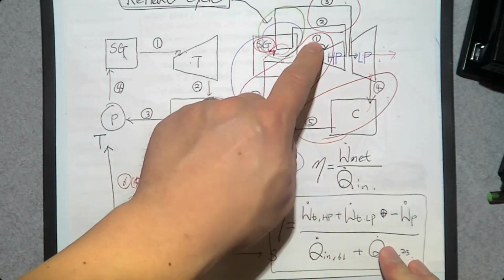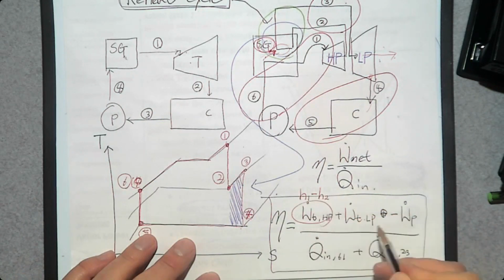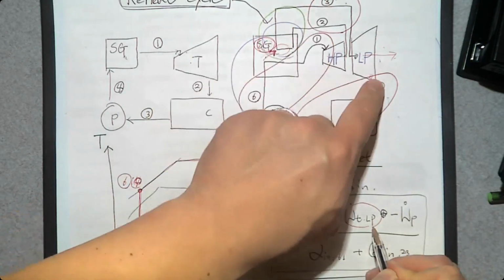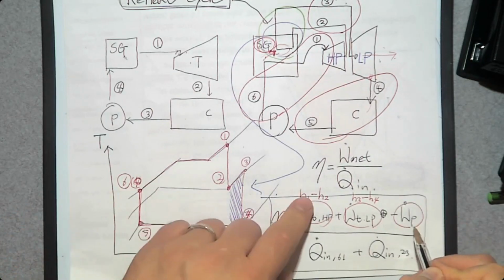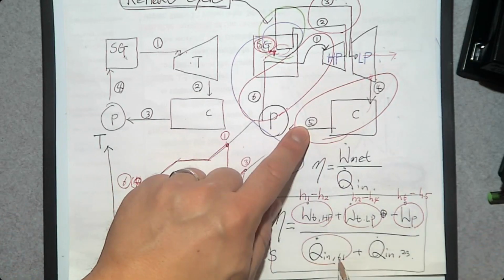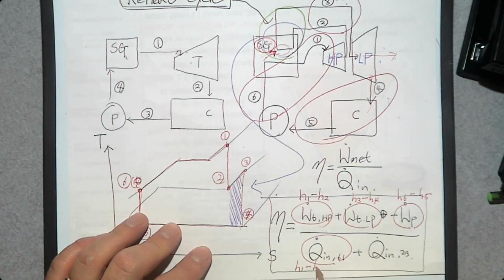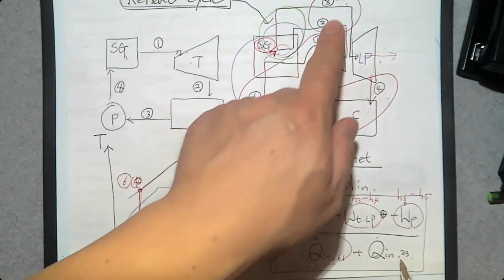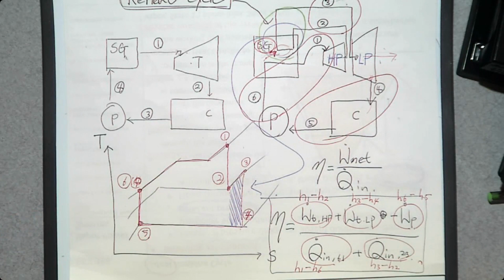Then what about this WT, high pressure stage? It's going to be between 1 and 2. So this is H1 minus H2. What about low pressure? Between 3 and 4. H3 minus H4. What about the pump? H6 minus H5. What about this heat addition? Between 1 and 6, H1 minus H6. And between 3 and 2, H3 minus H2. So that's how you determine the thermal efficiency of this ideal reheat cycle.